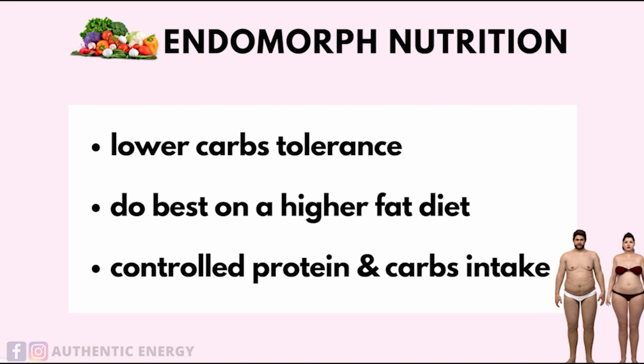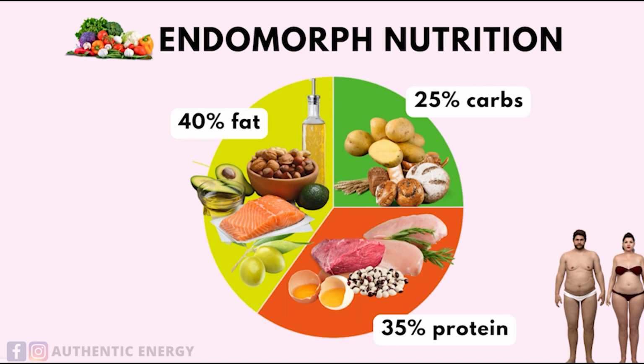Now, for endomorph nutrition, we want to focus on a higher fat diet, because endomorph bodies tend to have very low carb tolerance. Which means we can't really let endomorph bodies eat a lot of carbs, right? As a result, we want to increase the fat intake, but control the carbs intake and also control the protein intake at the same time. So a typical endomorph nutrition will look like this.